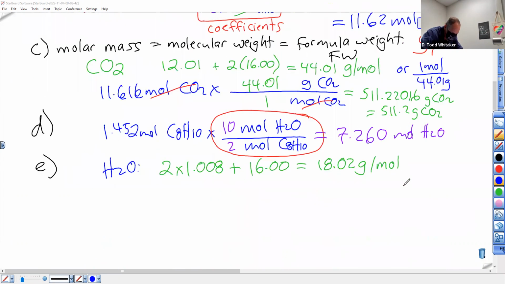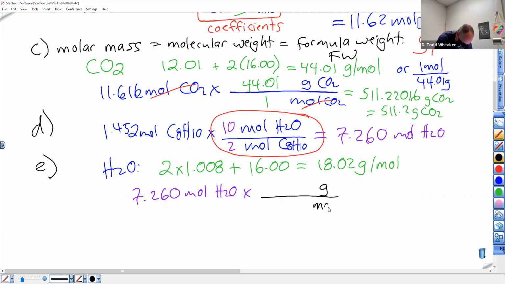So 7.260 moles of H2O must be converted to grams because it said, how many grams is this answer? Something that gives me grams and gets rid of moles, and we just worked that out from the formula weight, 18.02 grams of water for every 1 mole.